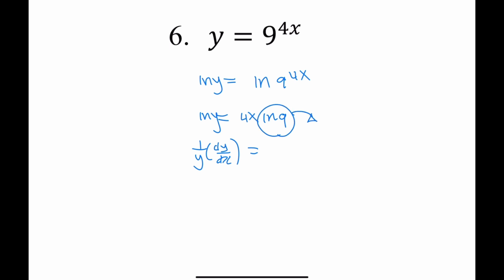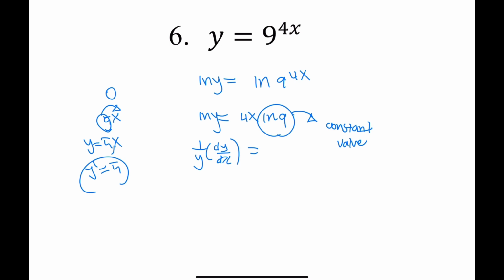But then ln 9, if you put that in the calculator, you actually get a constant value. It's something that you can put in your calculator and get a value for. So this means that you're basically multiplying something by a constant. Like, just say you're multiplying 5 to x, so y equals 5x, and then y prime would be 5, right? So you leave the constant alone.